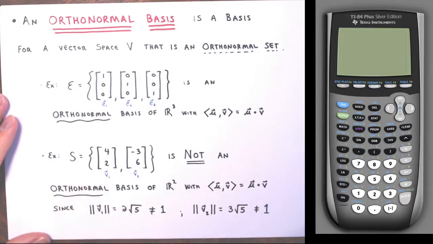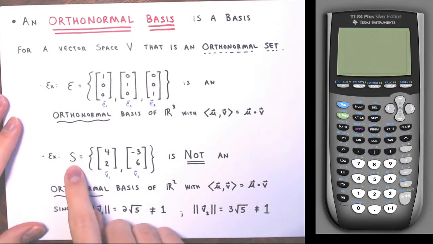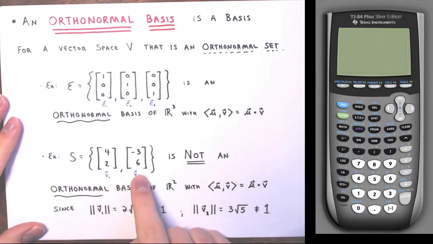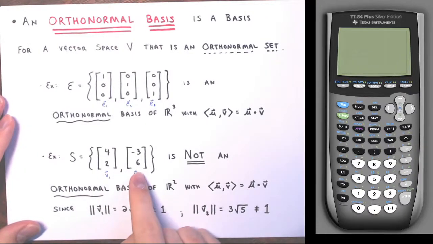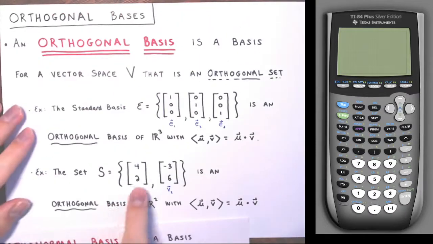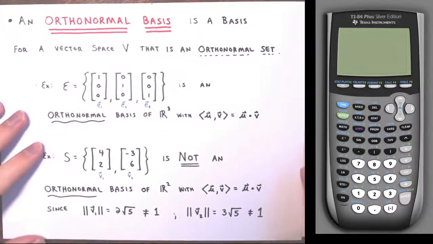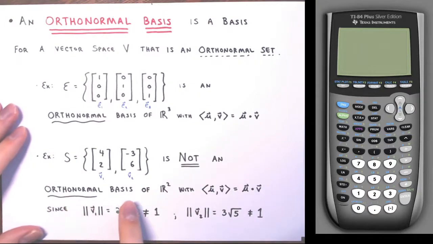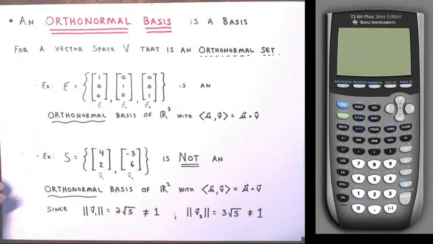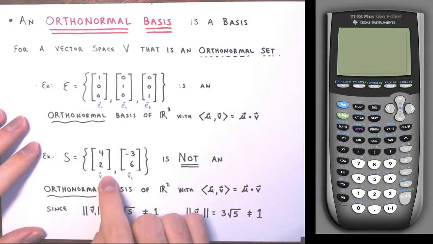Now that other example I gave you on the previous page, for R2, the set S with vectors 4, 2 and -3, 6. This was an orthogonal basis of R2 under the dot product, but it's not an orthonormal basis of R2 under the dot product. The reason being, if you took the dot product of this first vector, 4, 2, with itself, you'd get 20, 16 plus 4.